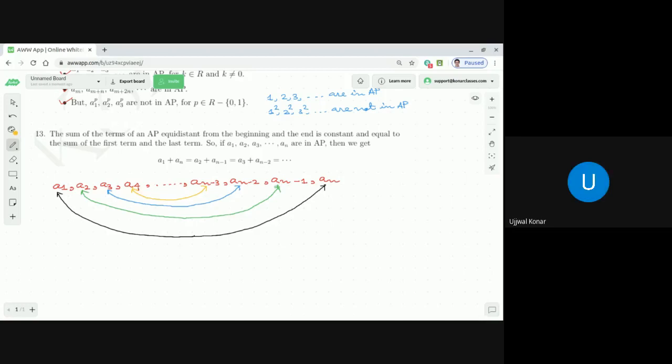So now let us revisit the statement, you will get it. The sum of the terms of an AP equidistant from the beginning and the end is constant, and that constant is equal to the sum of the first term and the last term. Clear? Disha, absolutely clear. Everything is very clear, dear students? Okay, great. Then the next point is also very important.